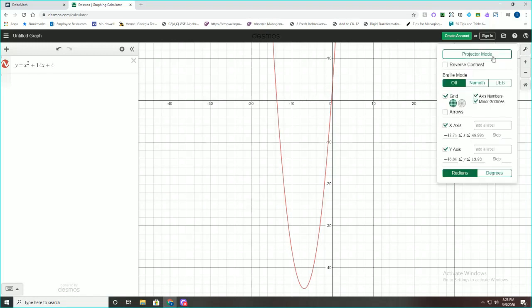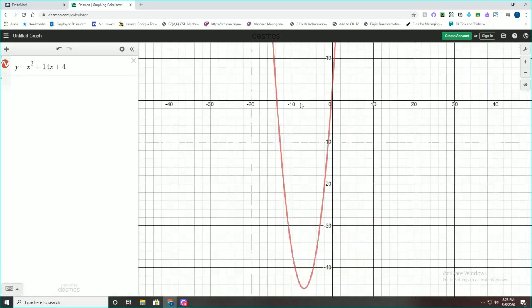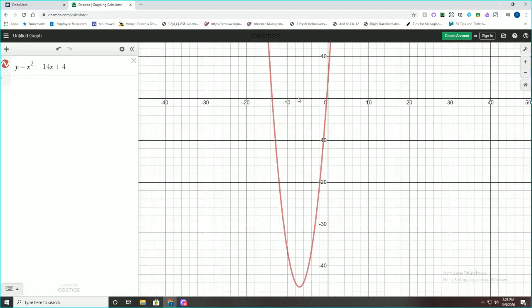And real quick, I'm going to put this on projector mode. Makes it a little easier to see. So -7 is going to be somewhere in this vicinity. But look at the y value. It's way down here. But you can click that. And as long as you find it exactly, the system knows that's a vertex. You can actually click it and look, it's labeled it for you. So -7, -45, that's my vertex.